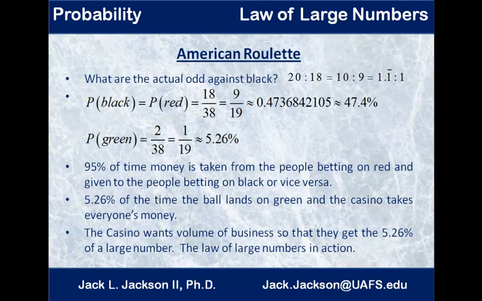But look what happens 5.26% of the time. 5.26% of the time, that ball is going to land in a green slot, and what happens? The casino takes everyone's money, and that is what they're banking on. What does the casino want? They want a volume of business, a big, large volume, so that they can get that 5.26% of a very large number. That's the law of large numbers in action. That is what the casinos bank on. They know that on average they're going to get a little over 5% of every dollar bet. That's what they're going to make as profit on that particular game.